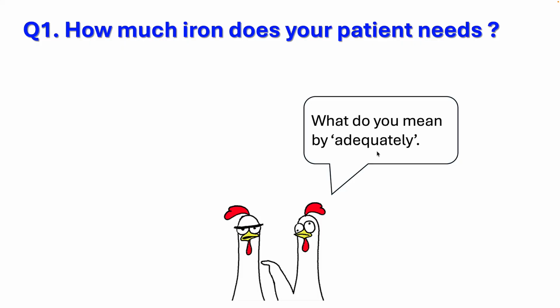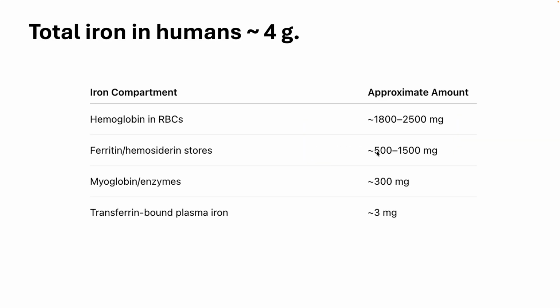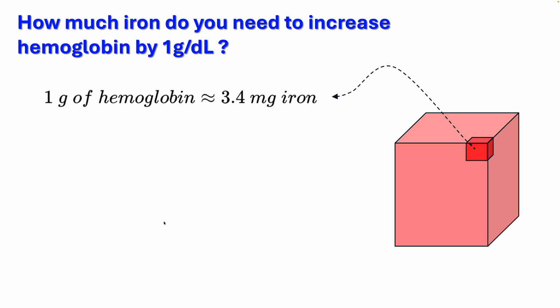The big question is, how much iron do you need to give your patient with iron deficiency anemia? Iron is stored in the human body in the form of ferritin to the amount of 1.5 grams, and in its active form as hemoglobin, the total amount used is around 2.5 grams. So when dosing iron, you're not only calculating how much iron is needed for hemoglobin rise, but also thinking about replenishing the stores. So let's examine how much iron you need to increase hemoglobin by 1 gram per dL.